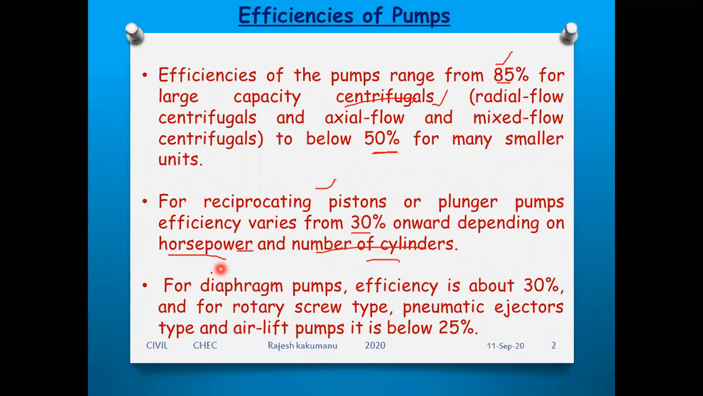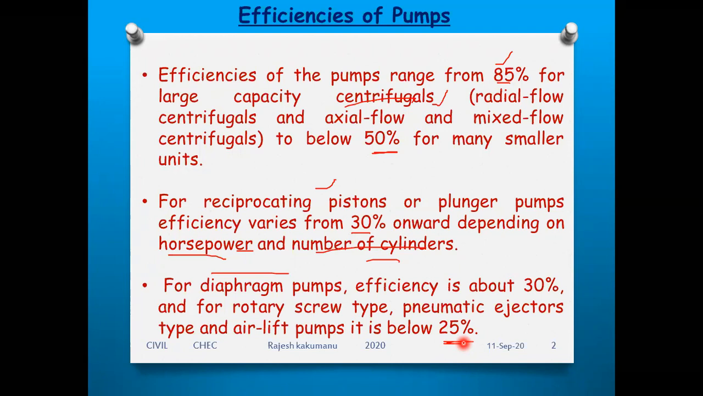For diaphragm pumps, the efficiency is about 30%, and for rotary screw type, pneumatic ejector pumps and airlift pumps, the efficiency is below 25%. In pumping stations, we use various types of pumps to pump sewage and water from outside to inside and from inside to outside, as we discussed in the last class. But if you see the efficiencies, the pump with higher efficiency is very useful for pumping stations.